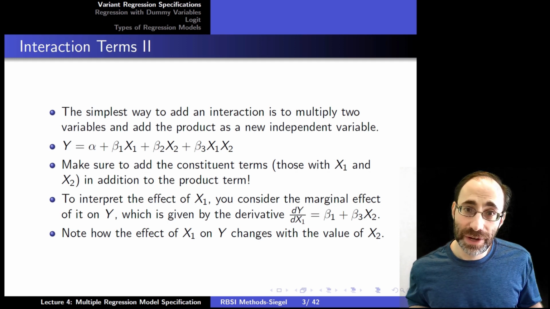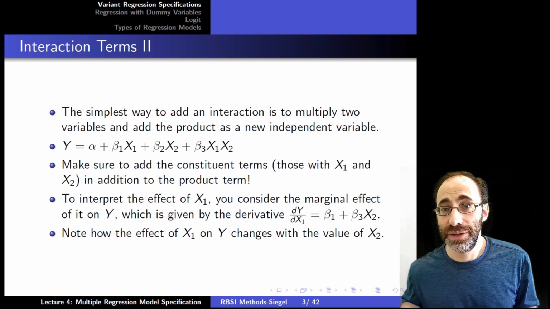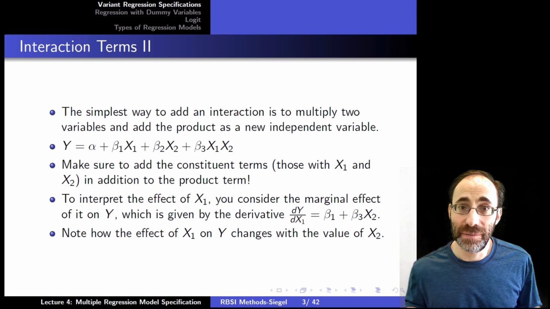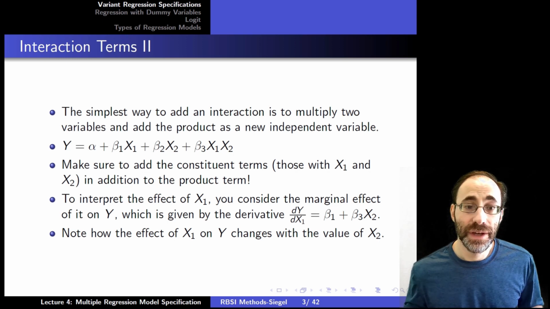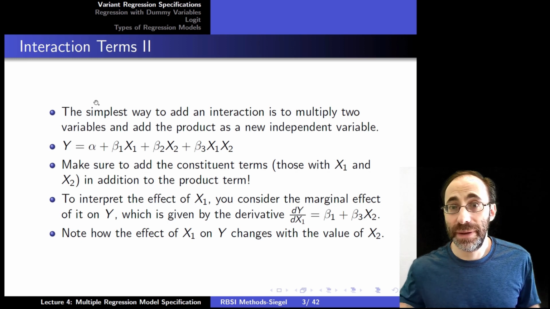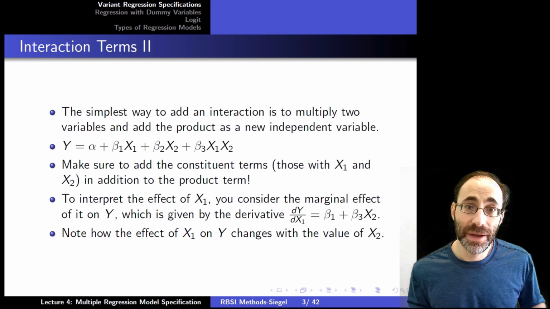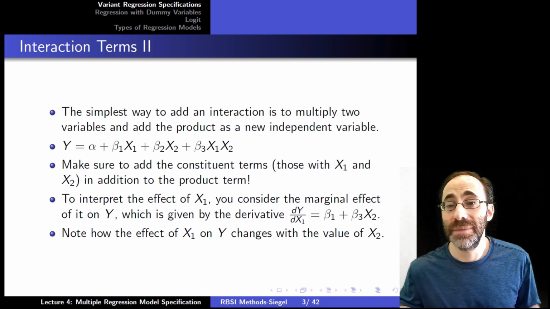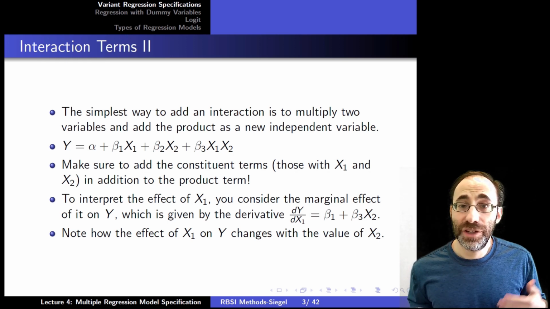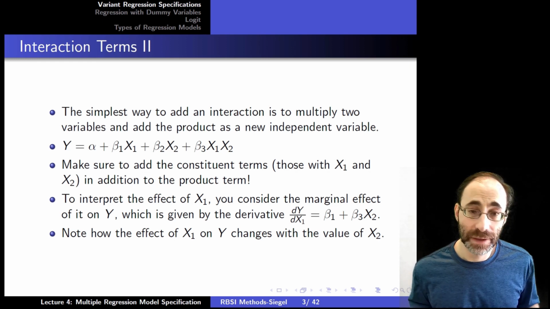To use interaction terms, the simplest way to do this, and there's more than one way, is to simply add another term to your regression that includes the product of the two independent variables times a new coefficient. So for instance, in the second bullet point here, we have y equals alpha plus beta 1 times x1 plus beta 2 times x2 plus the product term beta 3 times x1 times x2. This is a standard form for an interaction term when you have two independent variables and you think that one affects the other one.